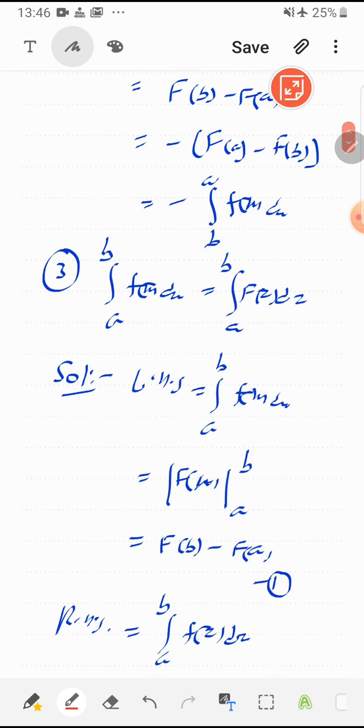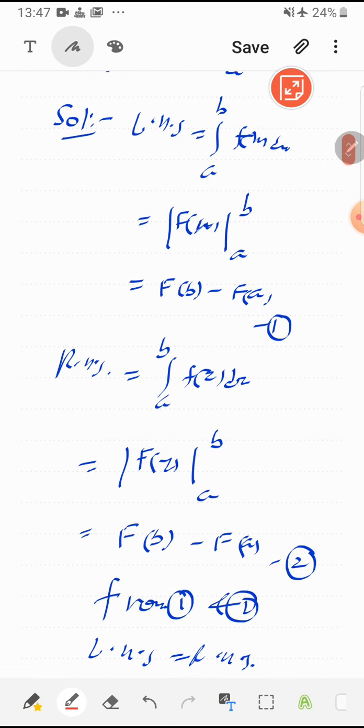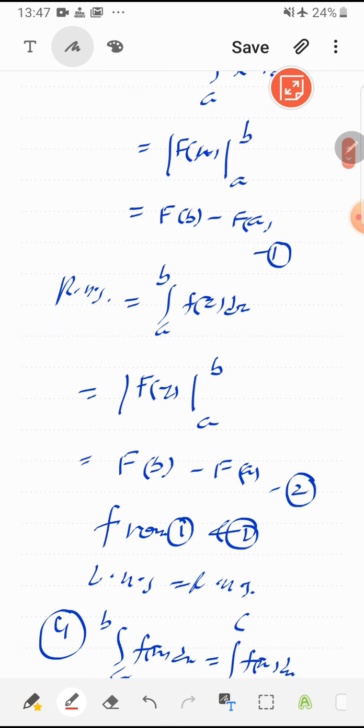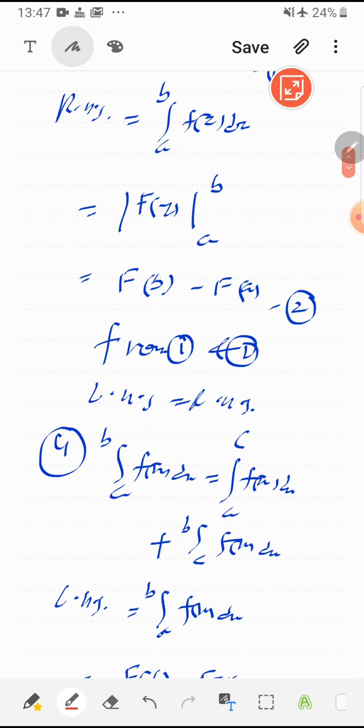Next is integral a to b f of x dx is equal to integral a to b f of z dz. For this we will prove left hand side and right hand side separately. LHS is a to b f of x dx, which can be written as capital F of x from a to b, equal to F of b minus F of a. Similarly RHS is a to b f of z dz, which is equal to capital F of z from a to b, which is equal to F of b minus F of a. So from 1 and 2 both are equal.